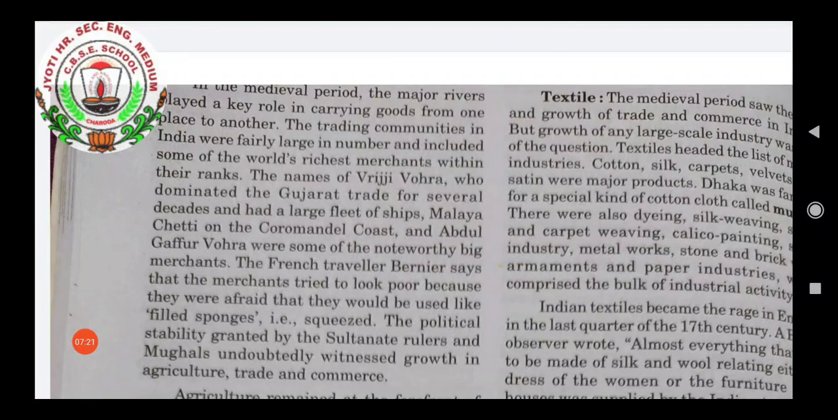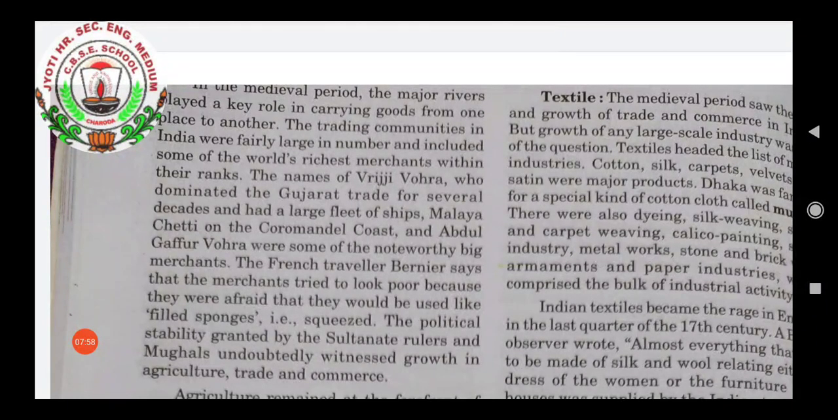Now what did these trader communities do? They started moving, or they selected the sea route for their trade. And for this trade, they had some of the world's richest merchants also, like Virji Vora in the Gujarat trade, then Malaya Chetty on the Coromandel coast, then Abdul Ghaffur Vora. All these rich merchants were involved in the trade of India.